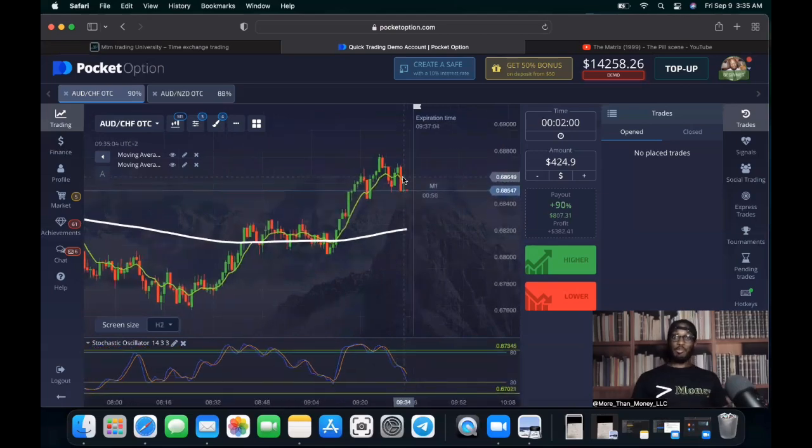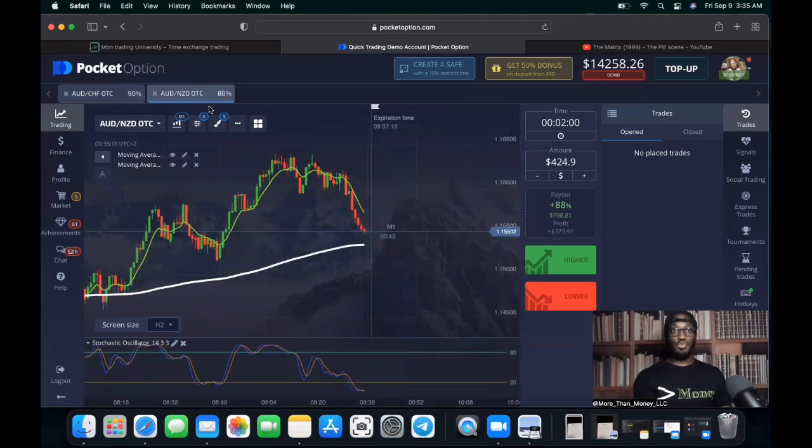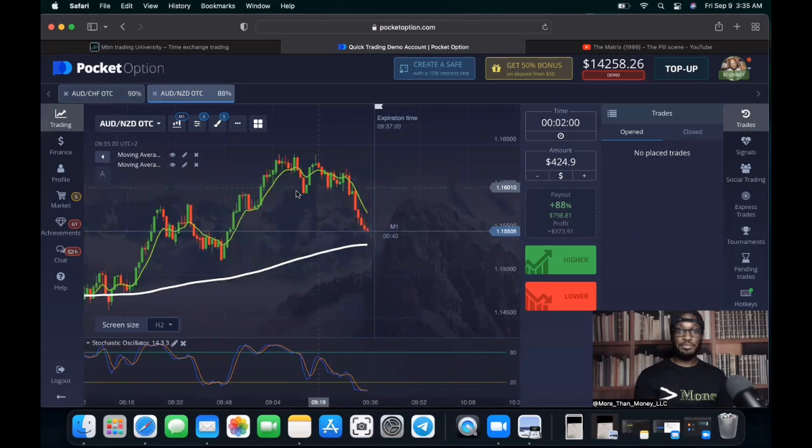Is this a setup that I preferably would have taken? It's not what I would love to see in the market, but I'm just trying to give you guys an example of the importance of switching through the different time frames. We'll do one more pair. Look at this pair right here.